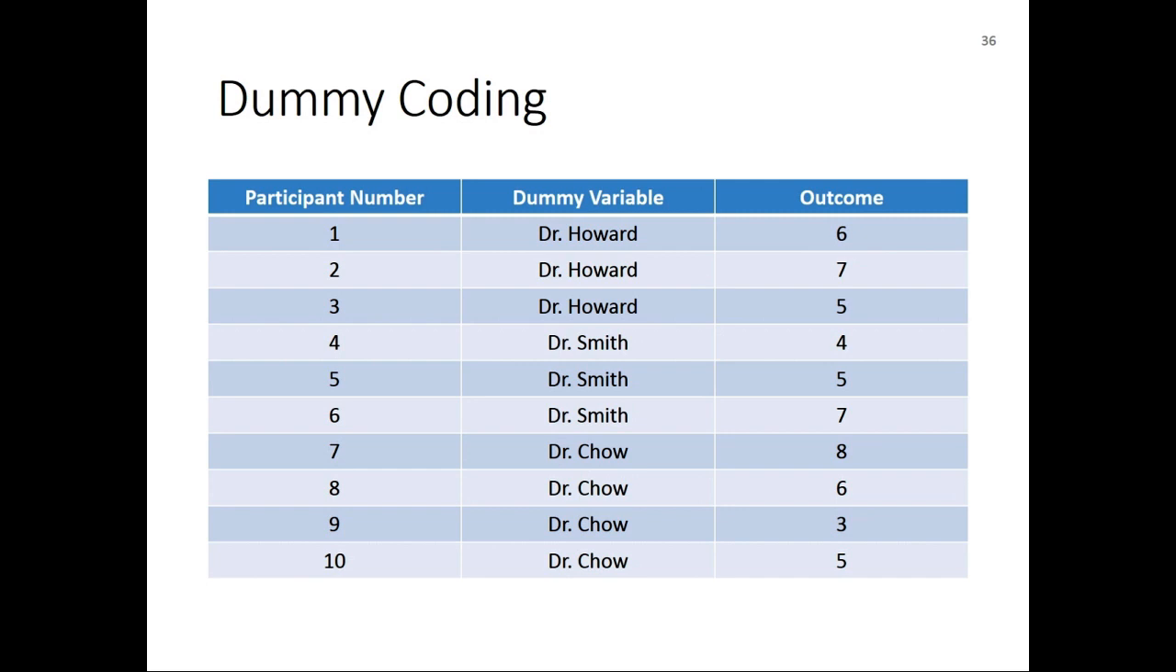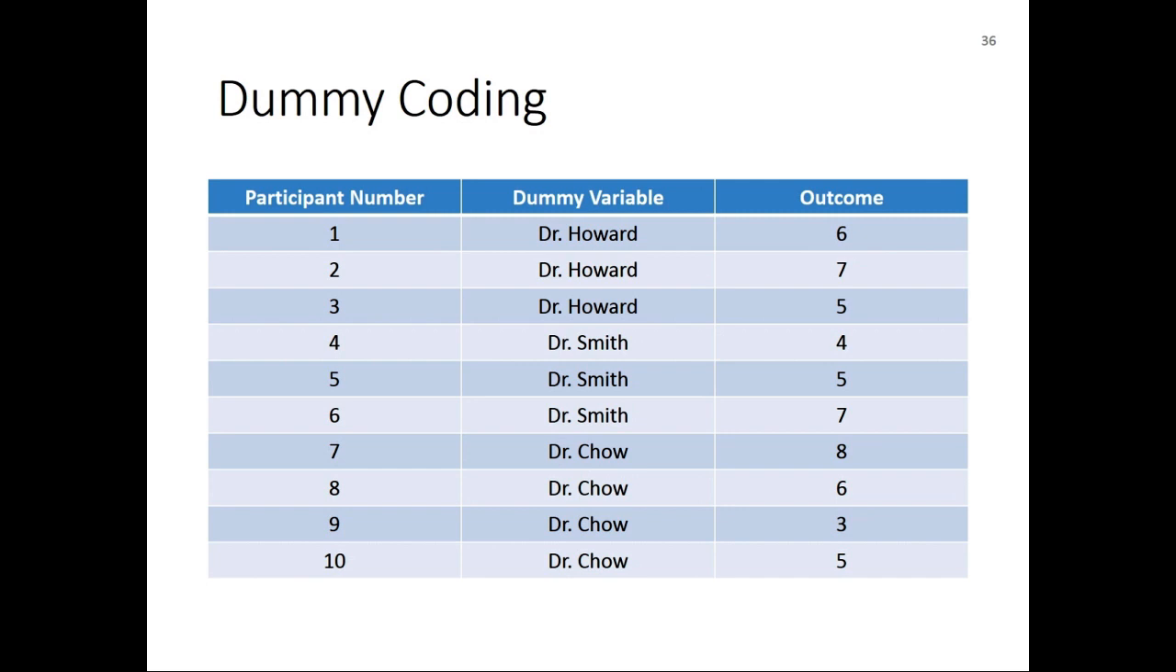But the one small difference is that now we have Dr. Howard, Dr. Smith, and now we also have Dr. Chow. We have more than two groups in our grouping variable, but we can still use dummy-coded regression to look at the differences between the groups. So from looking at this data set, how many dummy variables do I need to make?